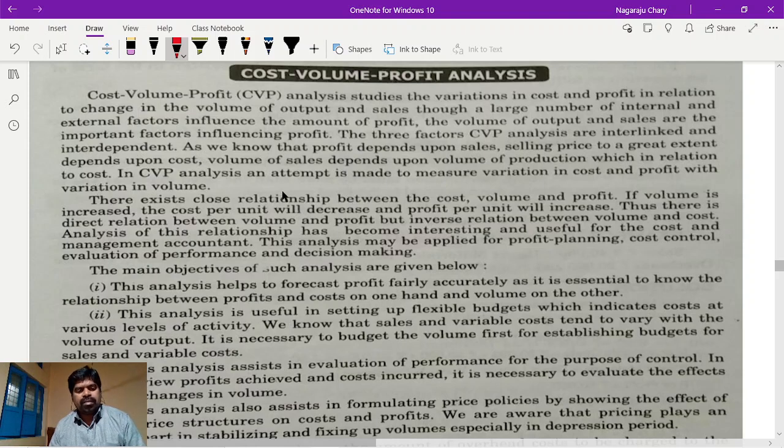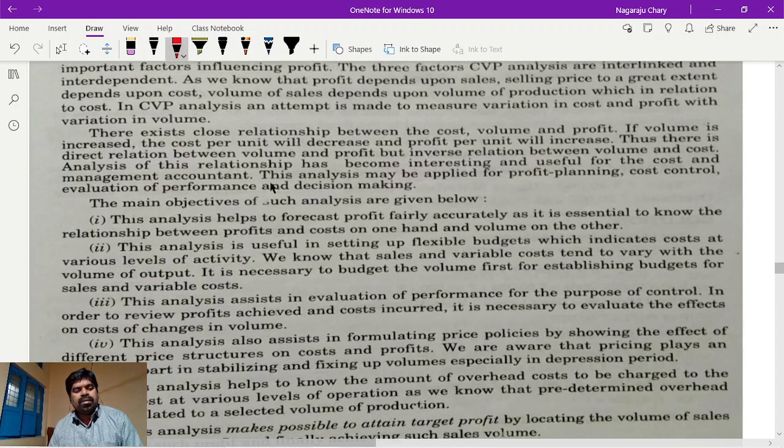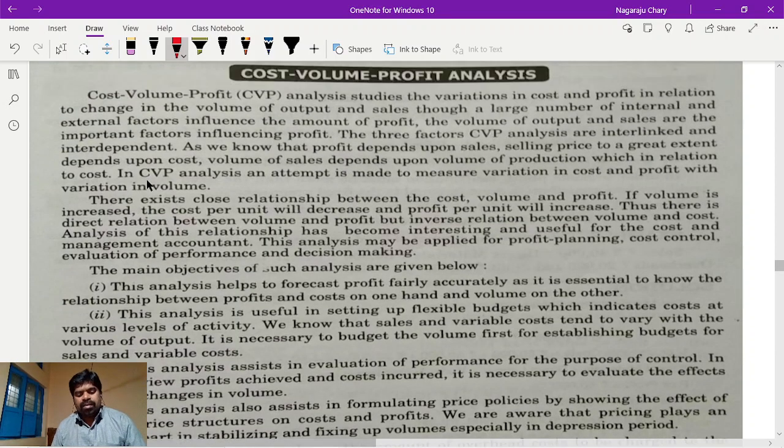In CVP analysis, an attempt is made to measure variation in cost and profit with variation in value. So that's why these are the interlinked factors: cost, value, profit. The management can study these interlinked factors, observe and analyze them, and then take decisions. So that's why the relationship between cost, value, and profit.